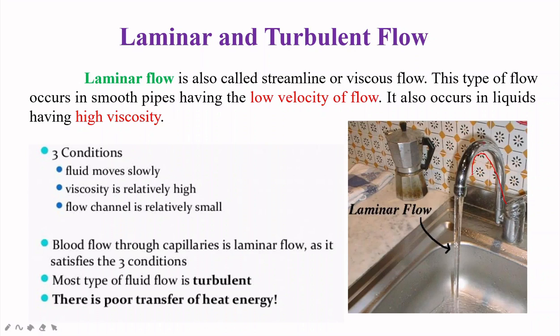Okay, so we can also discuss it with a Reynolds number. Reynolds, a scientist, also gave a number. We'll see in the next slides. There is a poor transfer of heat energy. This is about laminar flow. Once you see the turbulent flow, you'll understand.